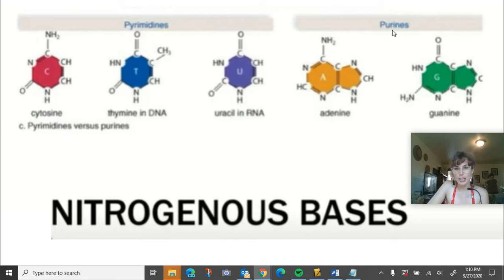Okay, and then you can also think of our purines. So if you look at the periodic table, A and G, so adenine and guanine are purines. Ag is silver on the periodic table, so you could think pure silver, pure Ag. That would be a purine. So the difference in our purines is that we see 2 carbon rings.